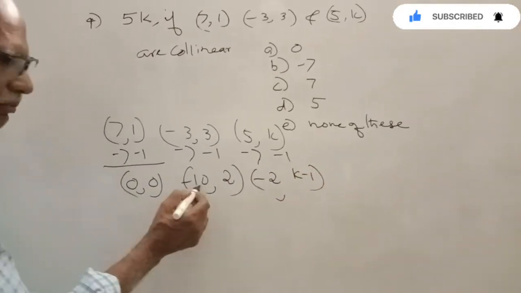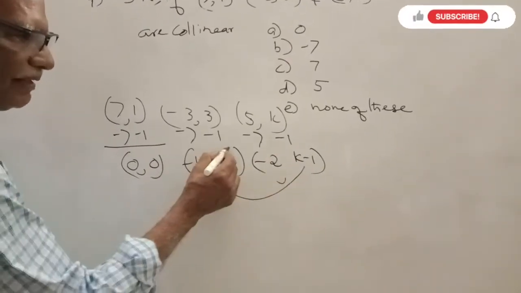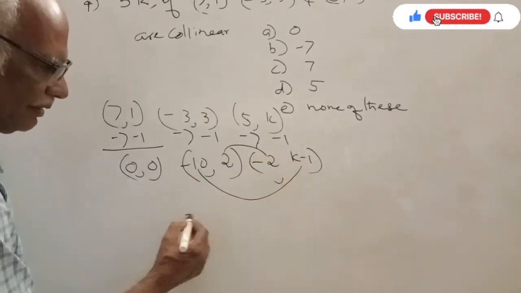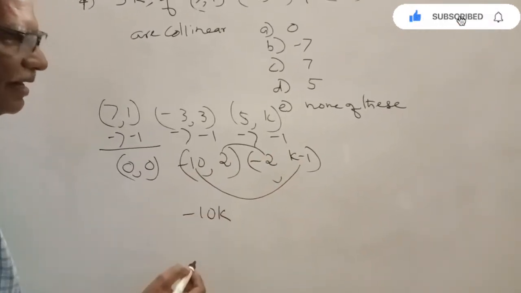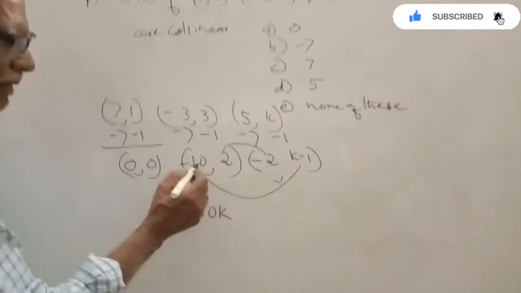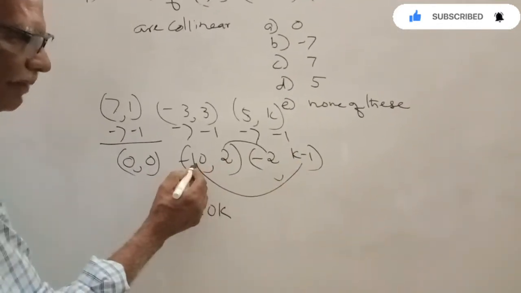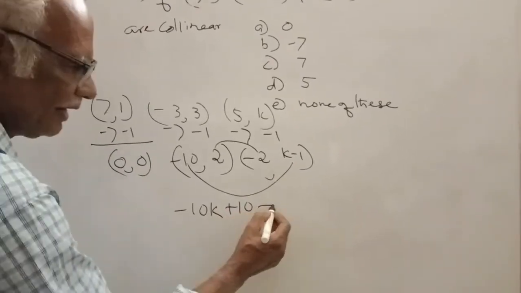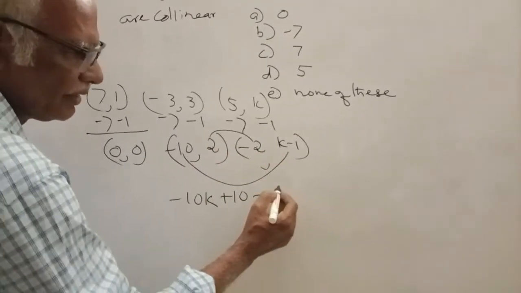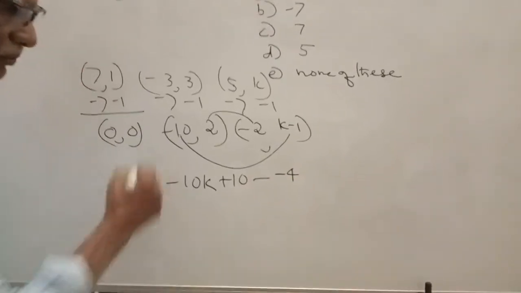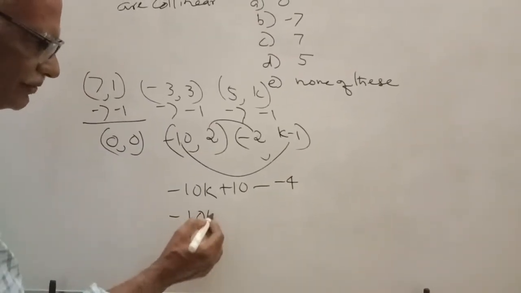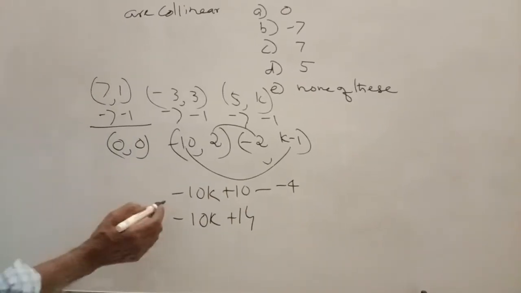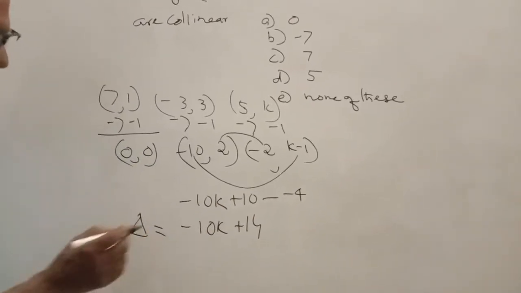You multiply these two. So product is minus 10 into k, minus 10k. Minus 10 into minus 1 is plus 10. Then minus 2 into minus 2 is minus 4. So net effect is minus 10k plus 14. Now this is the area of the triangle.